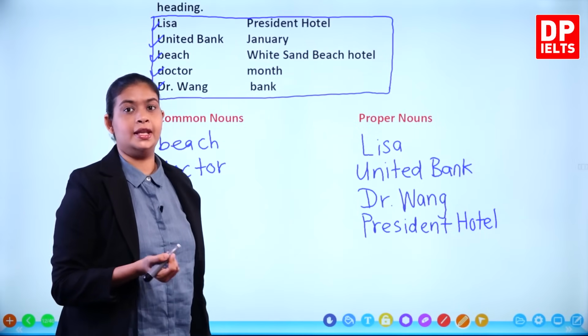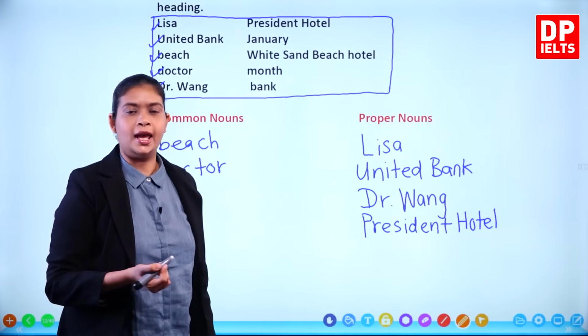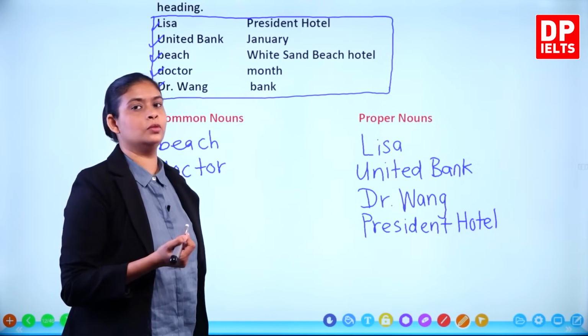January, a name of a month and therefore it is a proper noun.